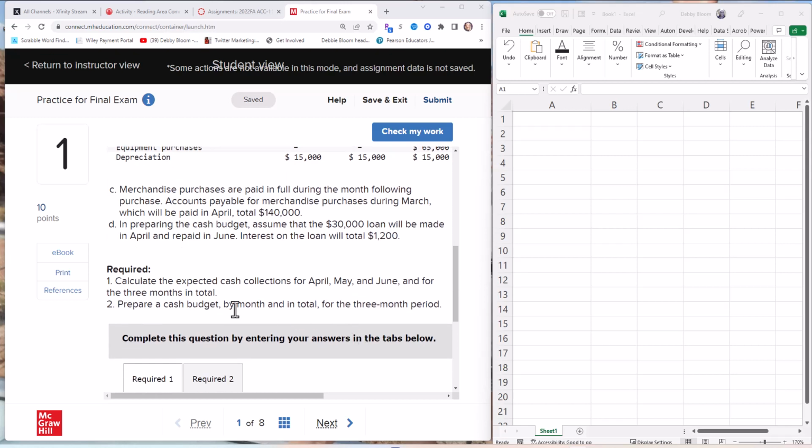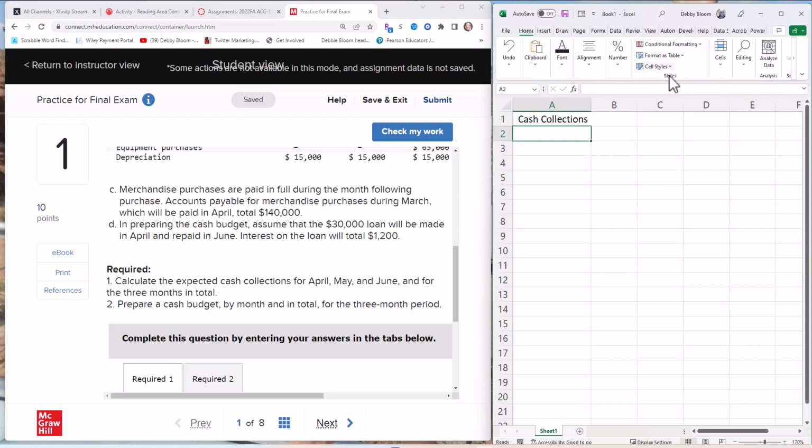So in the first requirement, we're supposed to calculate the expected cash collections for April, May, and June, and for the 3 months in total. And in requirement 2, we're supposed to prepare a cash budget for the 3-month period. So the first thing that I'm going to do is calculate the cash collections.